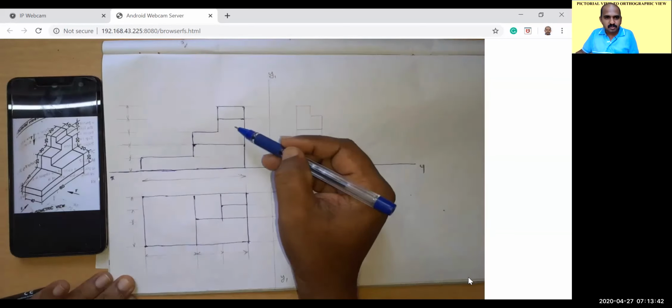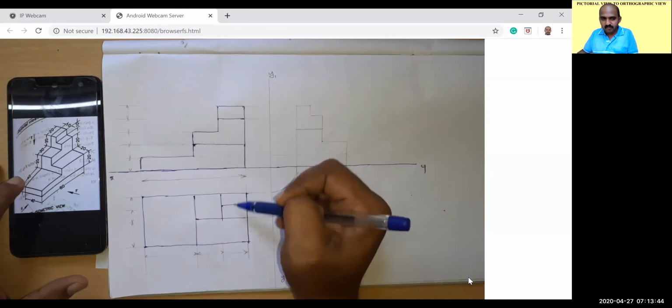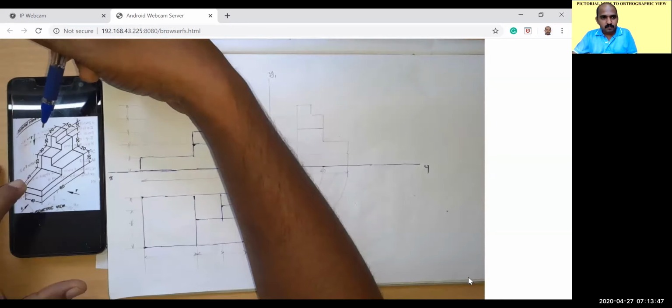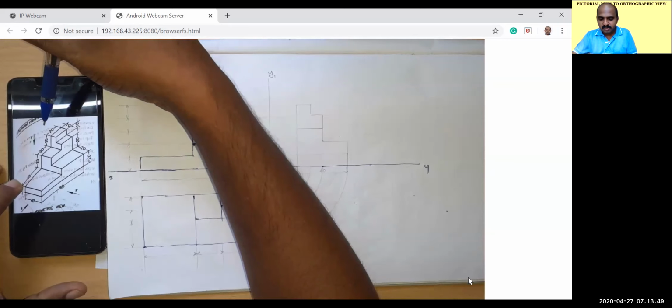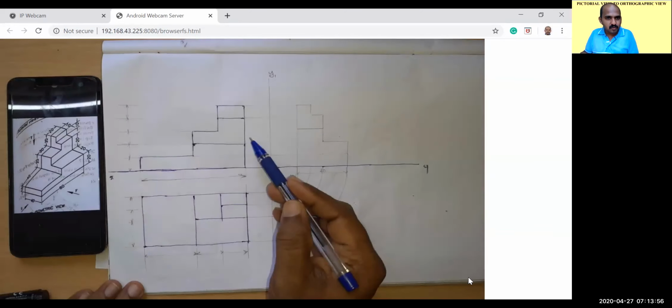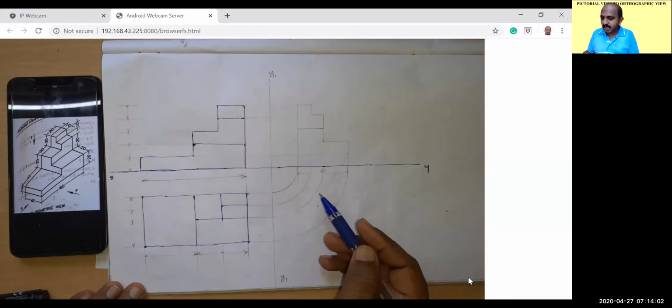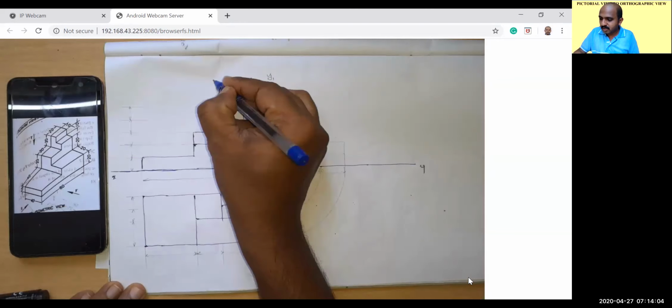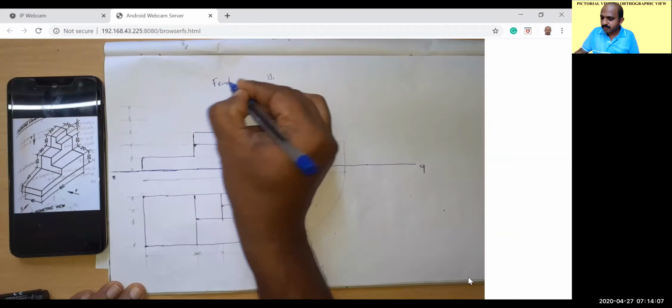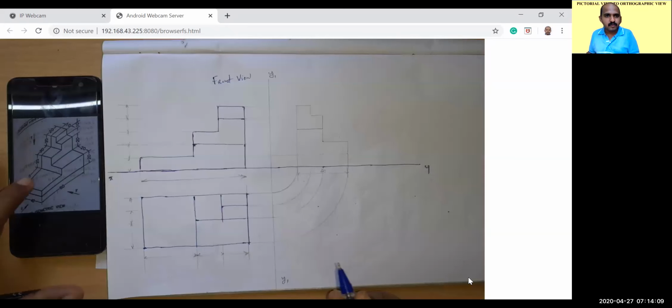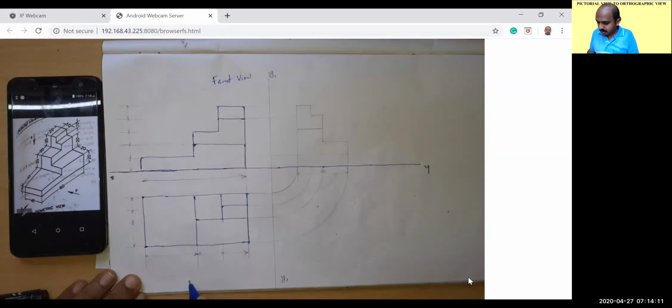Initially you draw the front view, then you draw the top view, which shows the direction of T. So now we complete the front view and the top view. Once you complete them, we are moving to the left side view. This is your front view, and this is your top view.